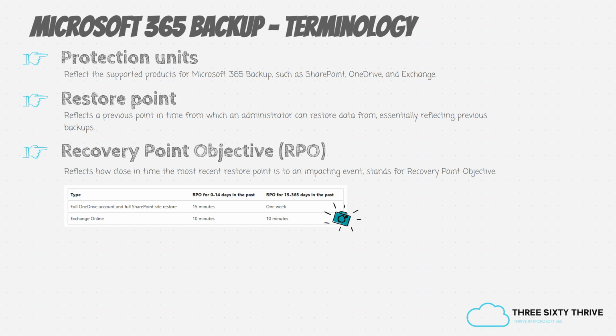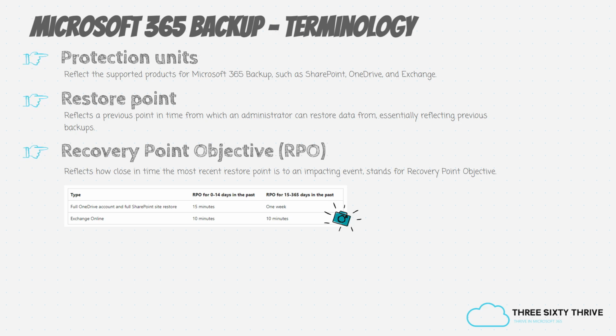As we can see in the screenshot provided by Microsoft, we have the different RPOs depending on when the event took place. Where OneDrive and SharePoint are concerned, if the impacting event has occurred in the last 14 days, you'll have plenty of restore points available every 15 minutes within that period. However, if it has been beyond that, anywhere from 15 to 365 days, your recovery points will go down to 1 per week. Where Exchange Online is concerned, you will have restore points available for every 10 minutes from 0 up until 365 days.